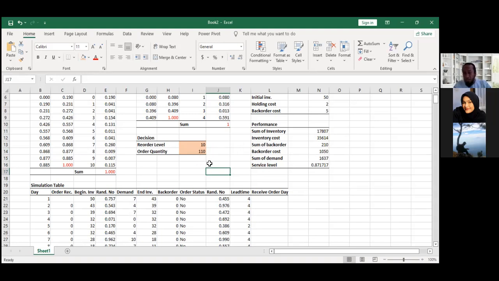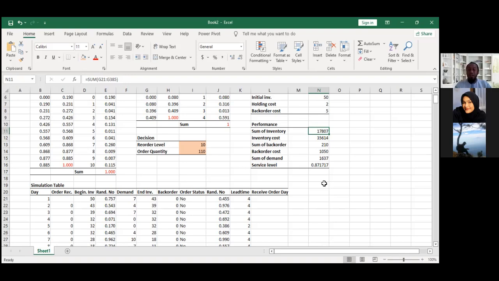But again, to increase the service level, we need to increase the order quantity. When we increase order quantity, of course the inventory will increase as well. When the inventory is increased, then the inventory cost will increase. That's the logical consequence. If we want to improve our service level, we need to have a lot of stock. When we have a lot of stock, the cost of stock will be higher. So it will be a trade-off.